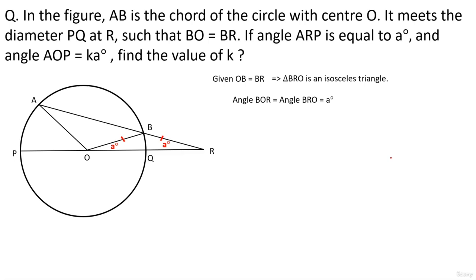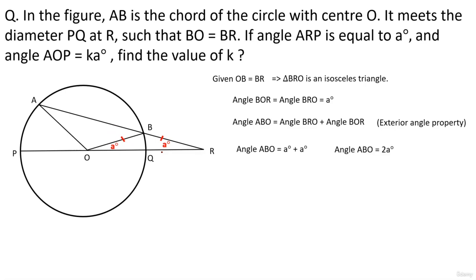Now, if you observe carefully, guys, for triangle BRO, angle ABO is the exterior angle, right? This angle is the exterior angle here. So angle ABO will be angle BOR, this A, and BRO, this A, right? So angle ABO will be nothing but A plus A or twice of A in this case, right? So angle ABO will be twice of A.